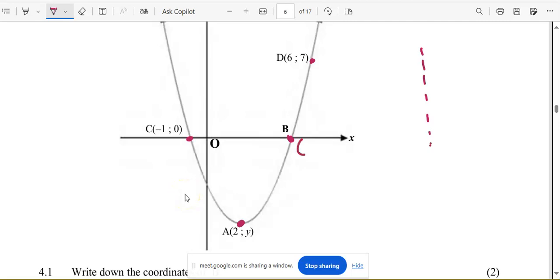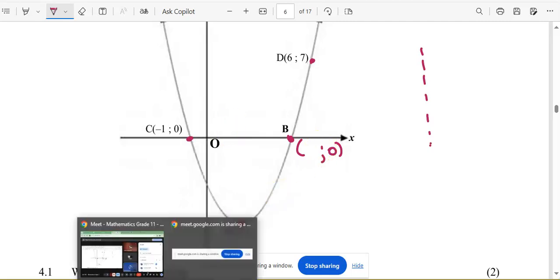Anyone who wants to try how to find B, already we know the y-coordinate of B. Remember, we find the x-intercept when y is 0. We already have y as 0. What is the x-coordinate? Can someone tell us how to find the x-coordinate?